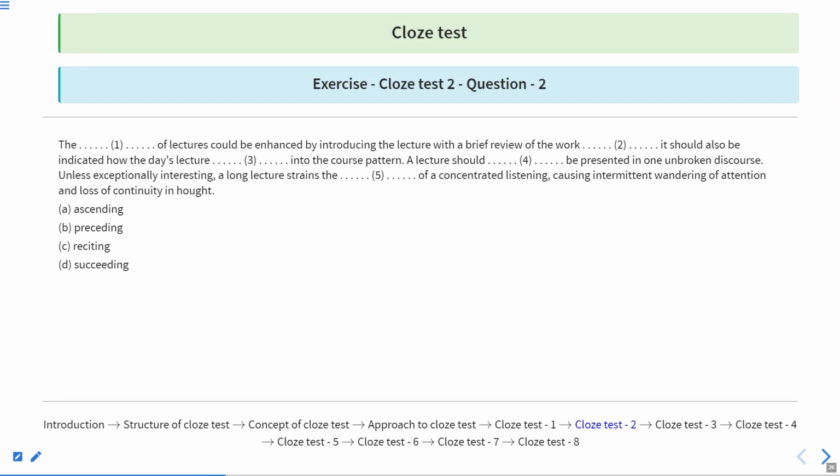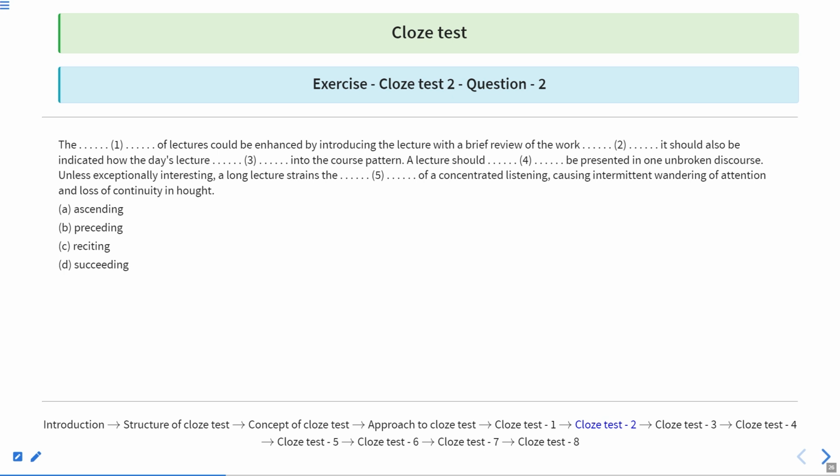Next is question 2. So first, we already know the effectiveness of lectures could be enhanced by introducing the lecture with a brief review of work. The next is what we have to find. Dash, it should also be indicated how the day's lecture. Is it ascending, preceding, reciting, or succeeding?